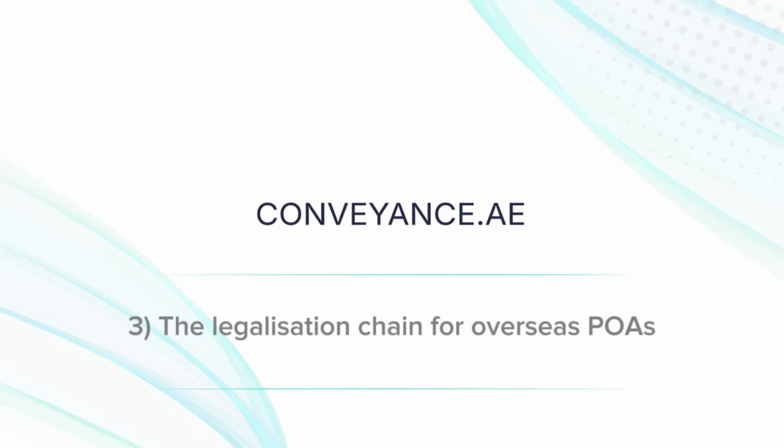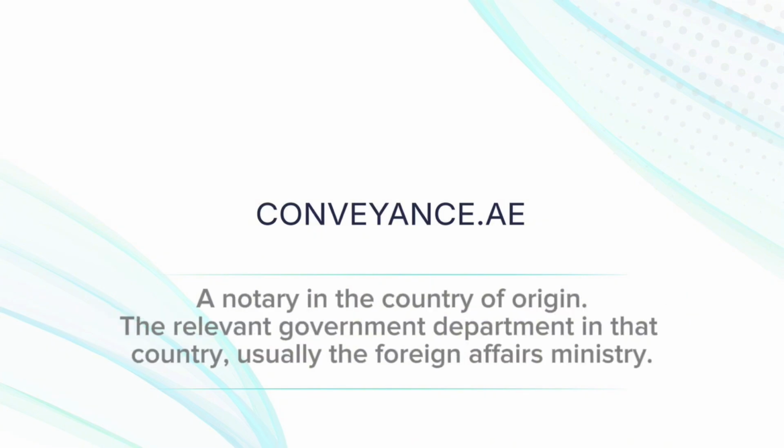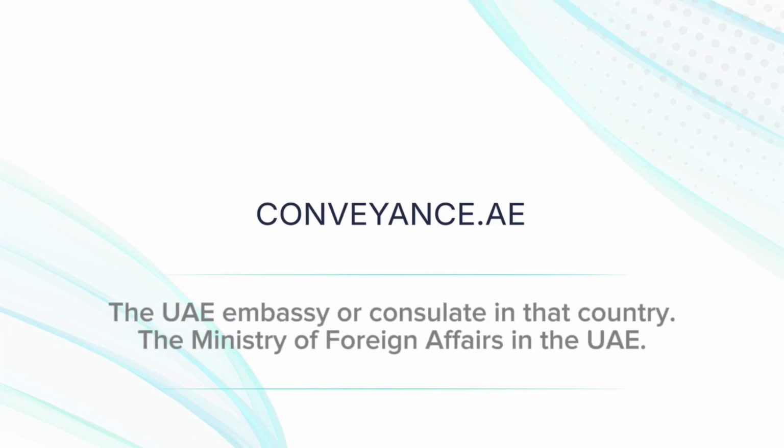3. The legalization chain for overseas POAs. When a POA is issued outside the UAE, the chain typically involves a notary in the country of origin, the relevant government department in that country, usually the Foreign Affairs Ministry, the UAE embassy or consulate in that country, the Ministry of Foreign Affairs in the UAE.